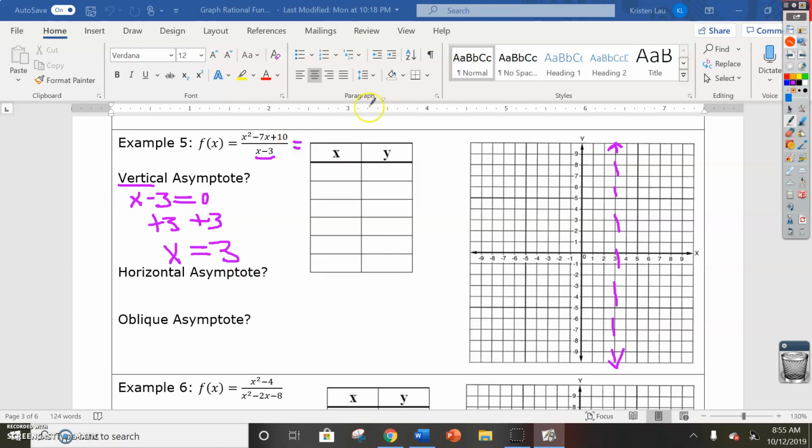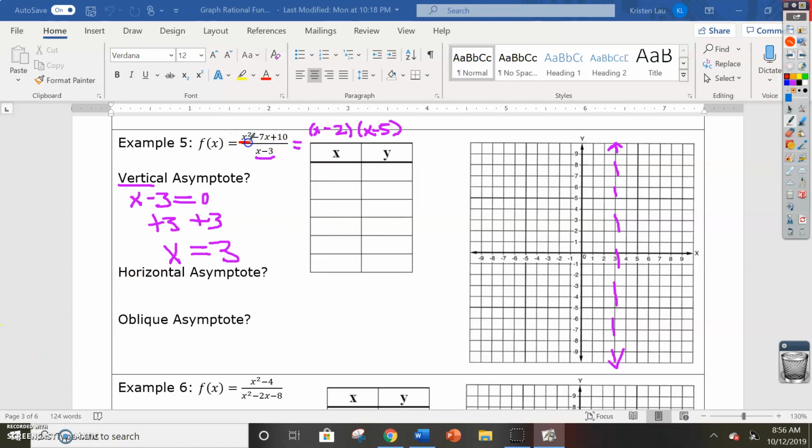Okay, so just to make sure that this is an infinite discontinuity and not a hole, I'm going to also factor the top. So that's x minus 2 and x minus 5. So since none of the factors cancel out, it is an infinite discontinuity. So that means it is a dashed line.